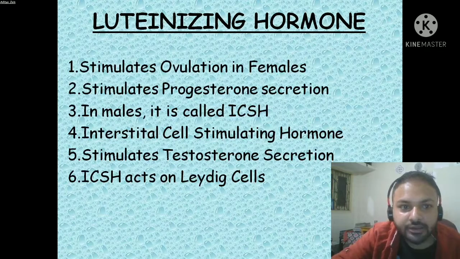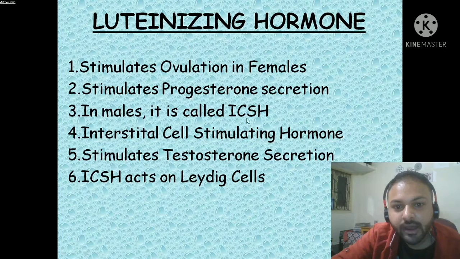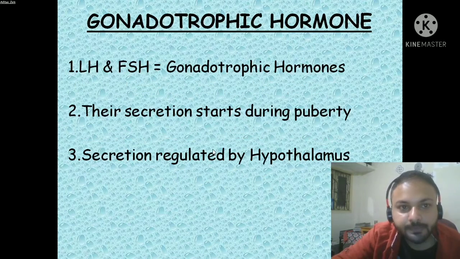Luteinizing hormone, LH. It stimulates ovulation in females and controls progesterone secretion. In males it is known as ICSH, which is interstitial cell stimulating hormone. Interstitial cells are also known as Leydig cells, and these Leydig cells secrete testosterone. So, as the name suggests, interstitial cell stimulating hormone acts on the Leydig cells to secrete testosterone.